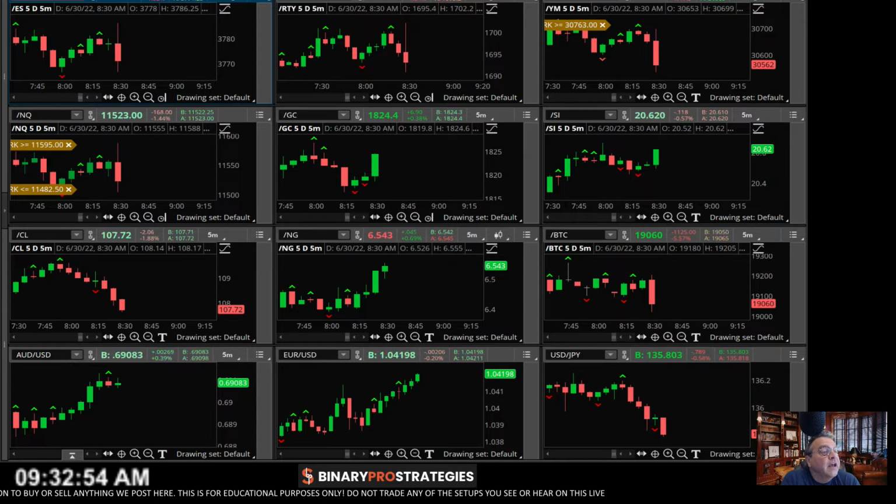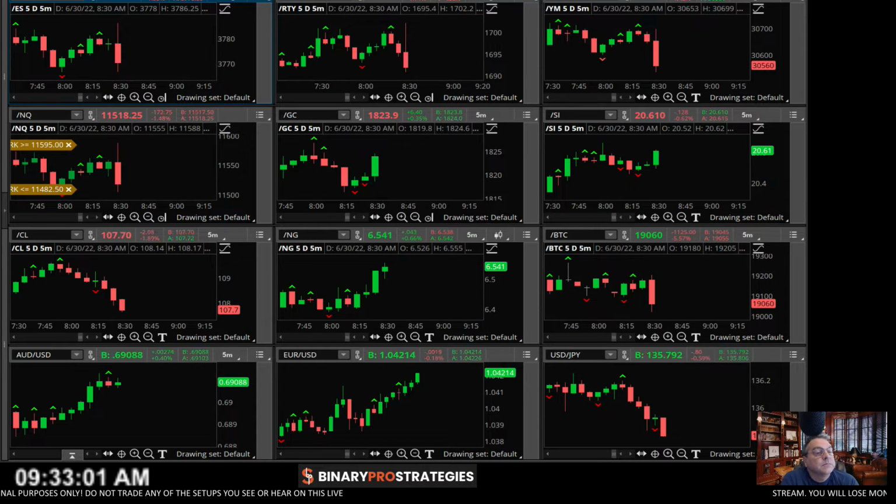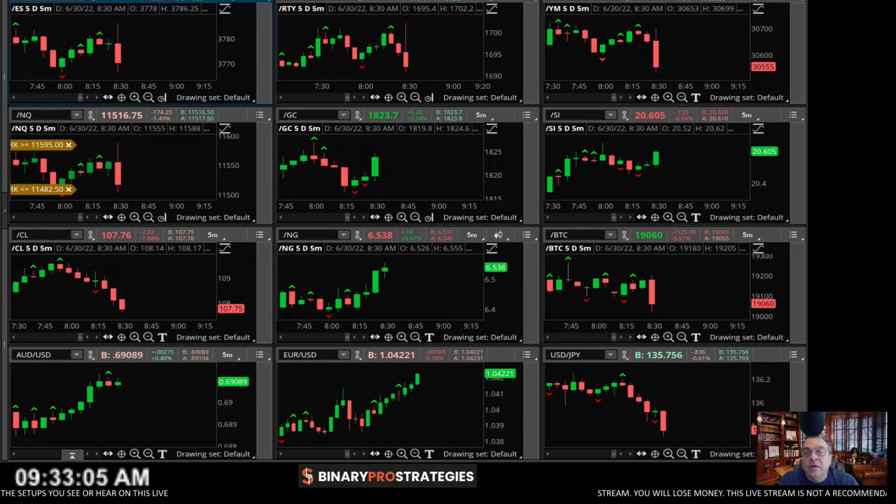All right, so the mini Dow just hit its target. Mini Dow just hit its target. Still holding on this, the mini NASDAQ long.